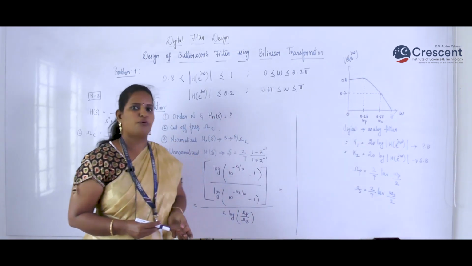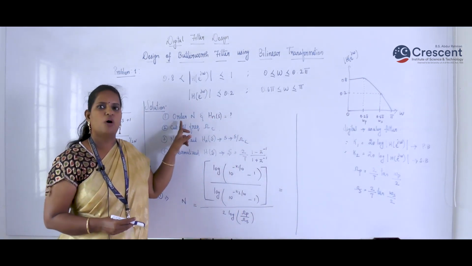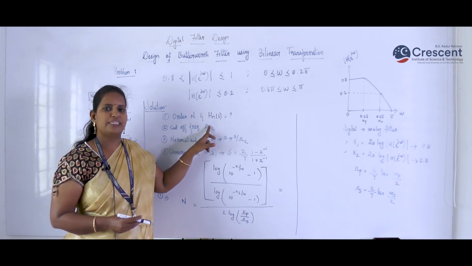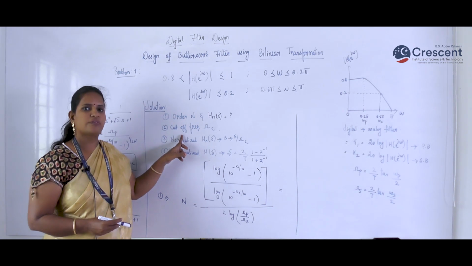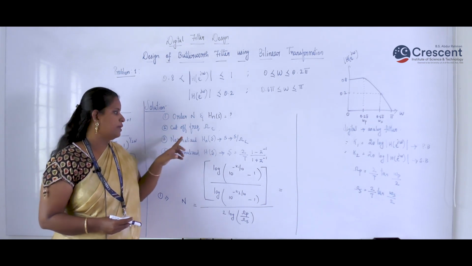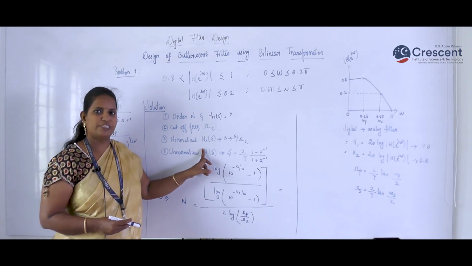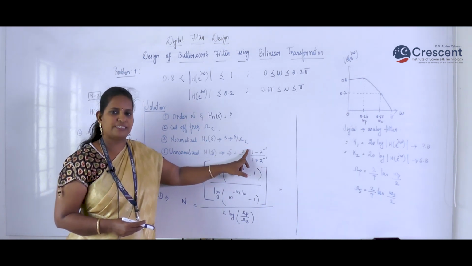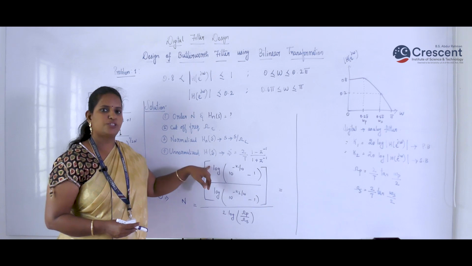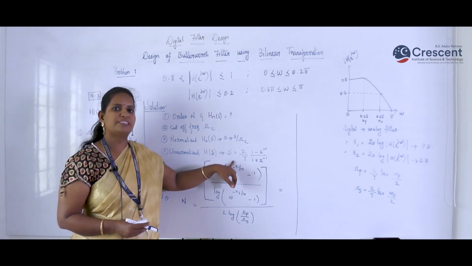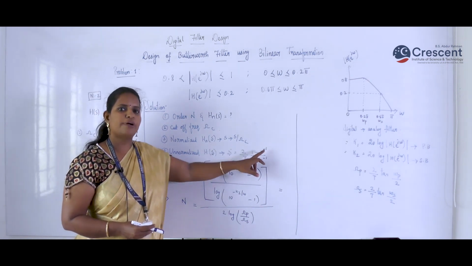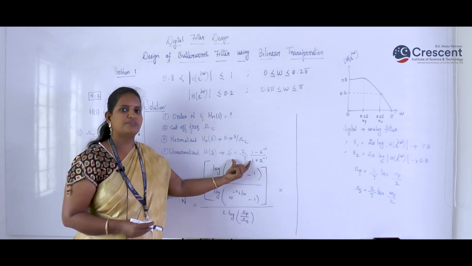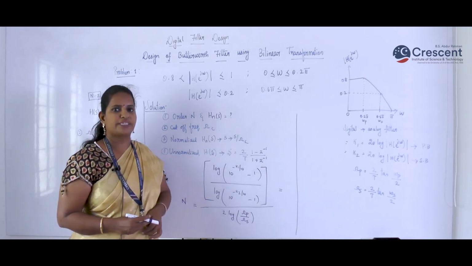What are the steps to be followed? First, we have to calculate the order n. With respect to the order, we have to calculate the normalized Hn of s. Then we have to calculate the cutoff frequency omega c. Then we have to calculate Hn of s, where we replace s by s by omega c. Then the unnormalized H of s is obtained by replacing s as 2 by T times 1 minus z inverse divided by 1 plus z inverse. This is the formula we are going to use for bilinear transformation.